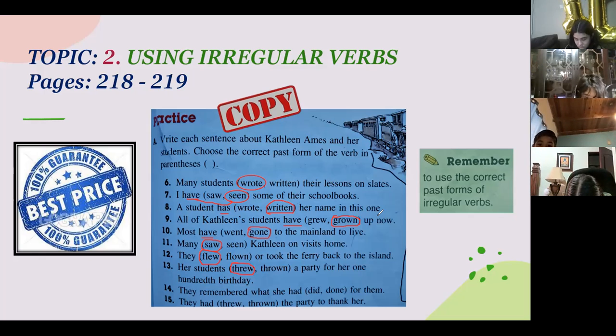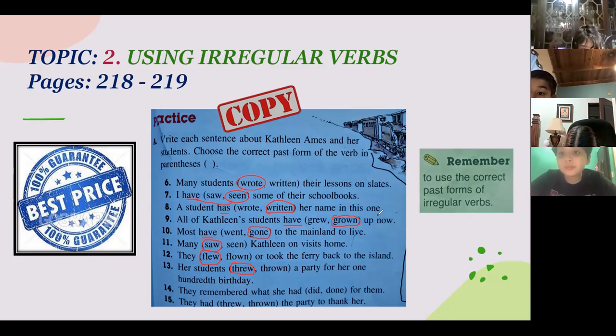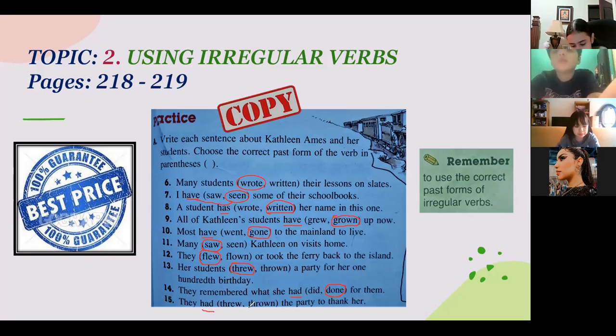What about number 14? Did or done? They remember what she had done for them. Had done. And number 15, they had thrown the party. Thrown, that's right. Thrown, because we have the auxiliary had.